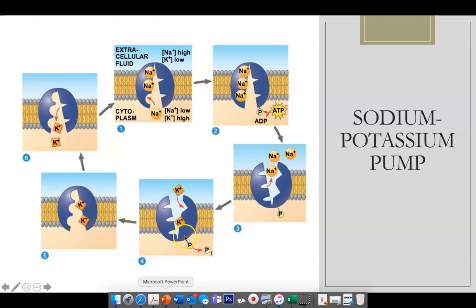So the carrier protein opens now to the cytoplasmic side. And guess what it does? It loses its affinity for potassium. So potassium is released into the cell, and now it has an affinity for the sodium ions all over again, which means this process can happen over and over and over, each time at the expense of an ATP molecule. Okay.